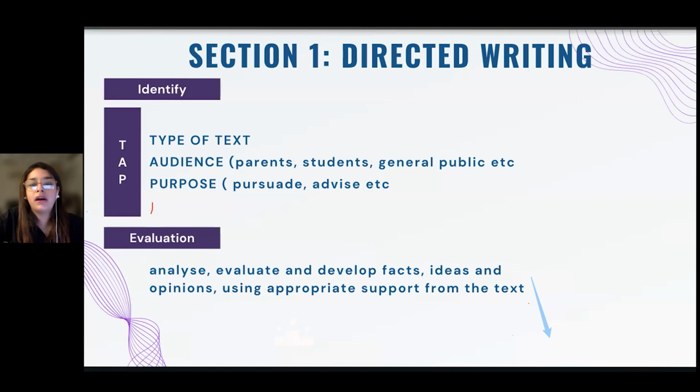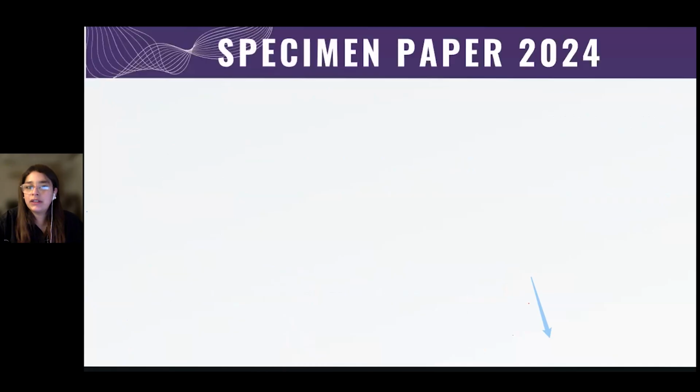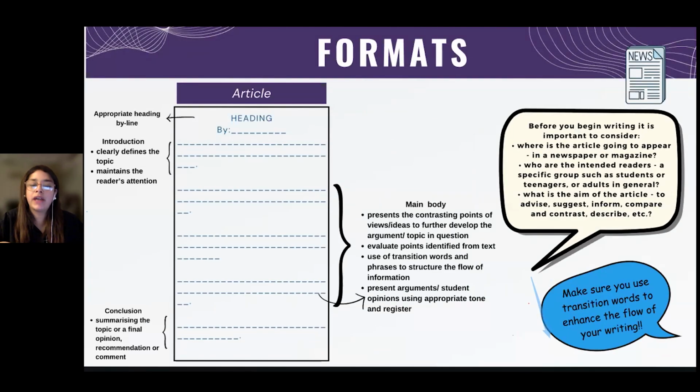So if we are writing an article for a newspaper as compared to a magazine article, a magazine article is going to have a very specific audience, which in this case is young people. However, the difference between the two is that when you are writing an article for a newspaper, your audience is much more general as compared to a magazine article.